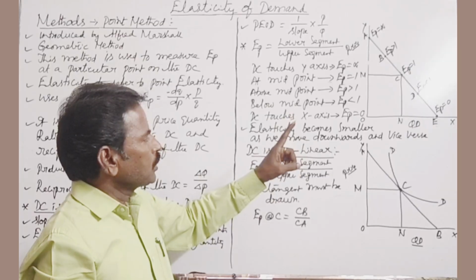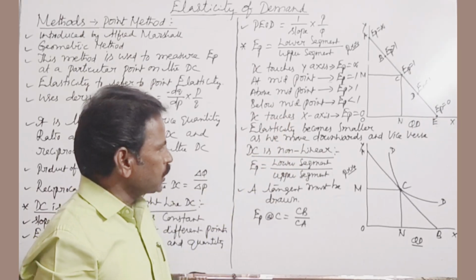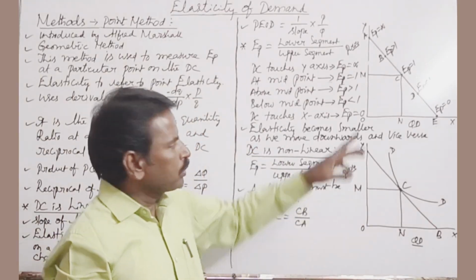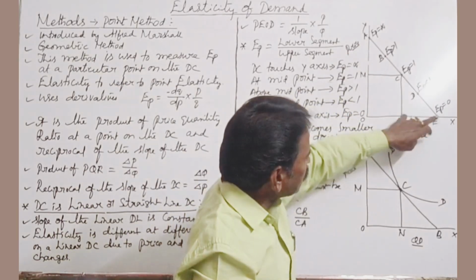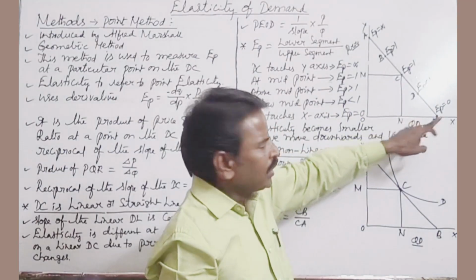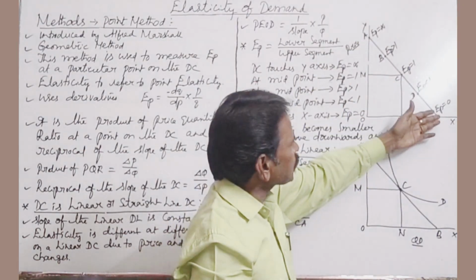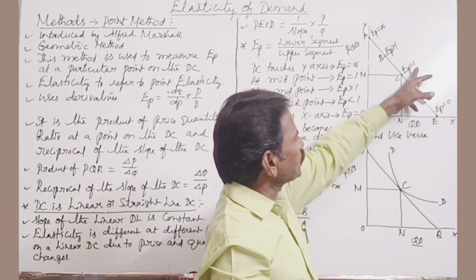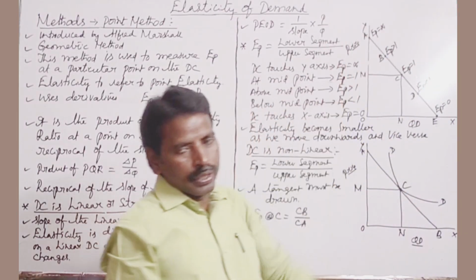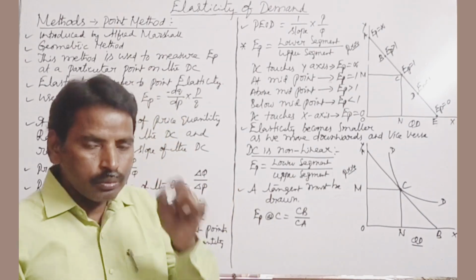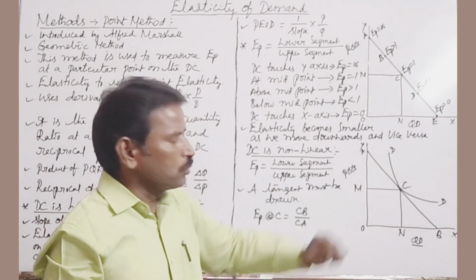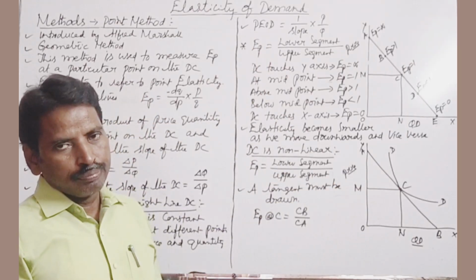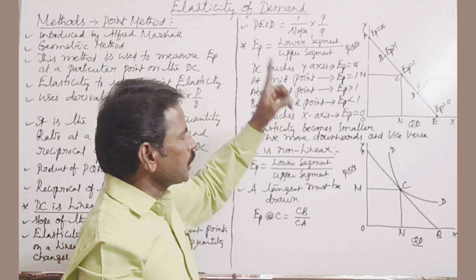Here, one of the very, very important points is that elasticity becomes smaller as we move downwards. As we move upwards, elasticity becomes greater and greater. So 0, less than 1, equal to 1, greater than 1, infinity. Elasticity becomes smaller as we move downwards and greater as we move upwards. Right, this is when the demand curve is linear.